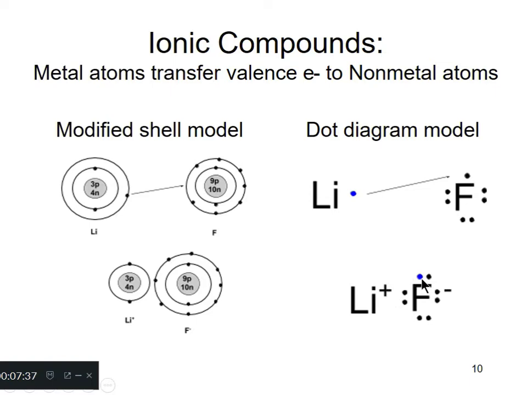And here, I've left it blue just so you can see where it went to, but normally you just leave them the same color black. Fluorine now has a full valence shell with 8, and it has a negative charge. And again, the way I know that it's going from lithium to fluorine is because lithium is a metal and fluorine is a nonmetal.